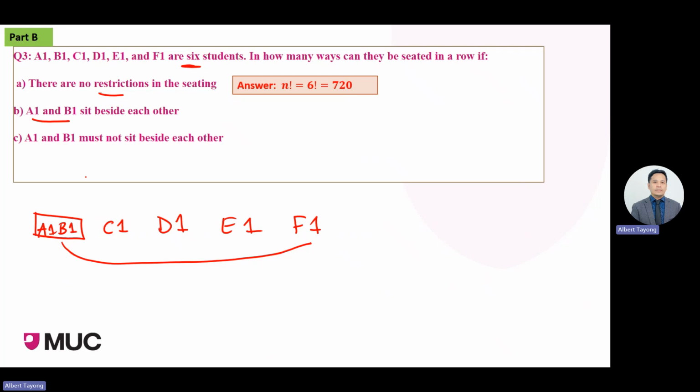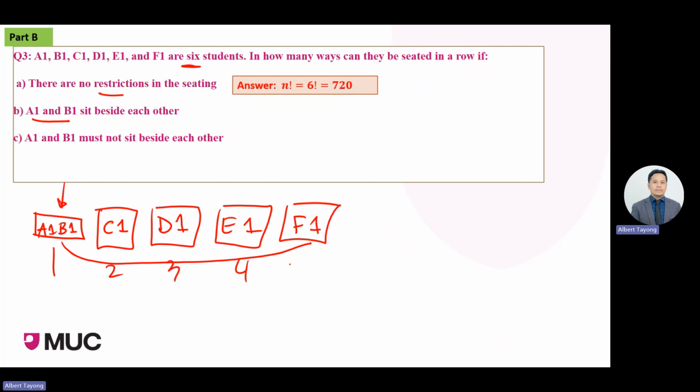Because we are grouping now, this is like one student, another student, another student, another student, and A1 and B1 are combined together like one group. This is a technique to get the number of permutations when we have a restriction where A1 and B1 should sit beside each other. So this is 1, 2, 3, 4, 5 only. So the answer will be 5 factorial over, you have to count how many students in this group, 2 factorial.